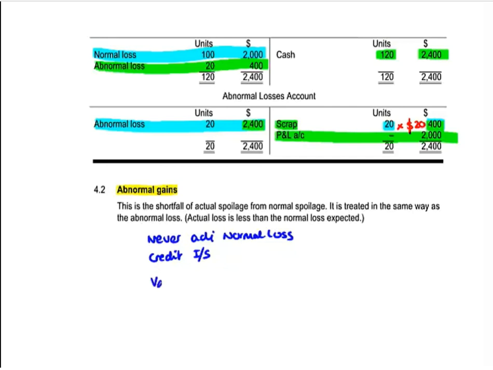And the abnormal gain will be valued as if it were a good unit of output, in the same way that an abnormal loss was. And we can have a look at that now through worked example 5.